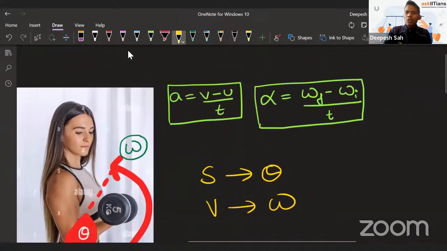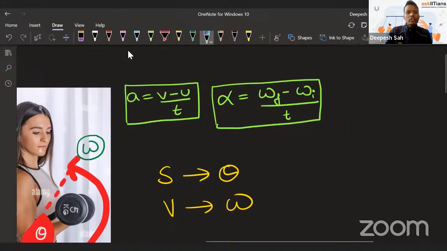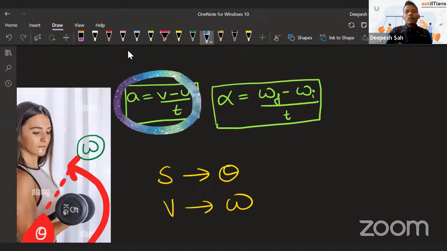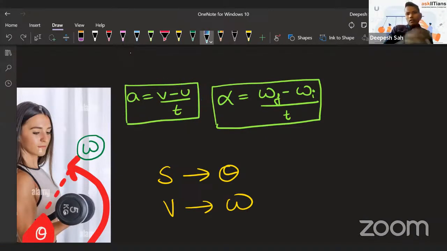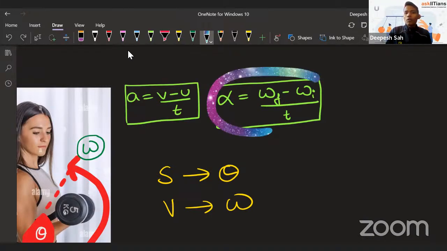Now, all the other things are also very simple. Acceleration is all about change in velocity with respect to time. The rate of change of velocity is what we call acceleration. Exactly in the same way, the rate of change of angular velocity is what we call angular acceleration. That's it. This is the only thing.